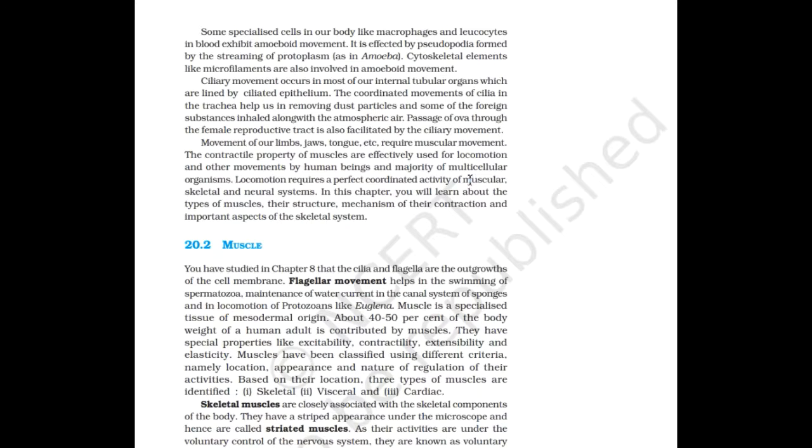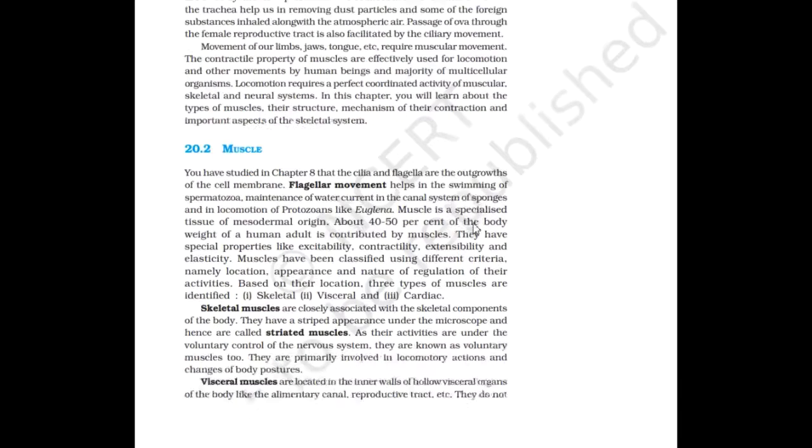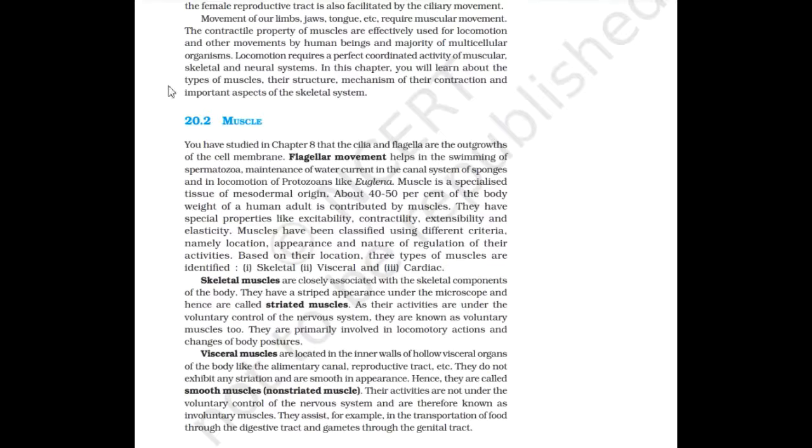Movement of our limbs, jaw, tongue, etc. requires muscular movement. The contractile property of muscles is effectively used for locomotion and other movements. In human beings and the majority of multicellular organisms, locomotion requires a perfectly coordinated activity of the muscular, skeletal, and neural systems. In this chapter, you will learn about the types of muscle, their structure, mechanism of their contraction, and important aspects of the skeletal system.